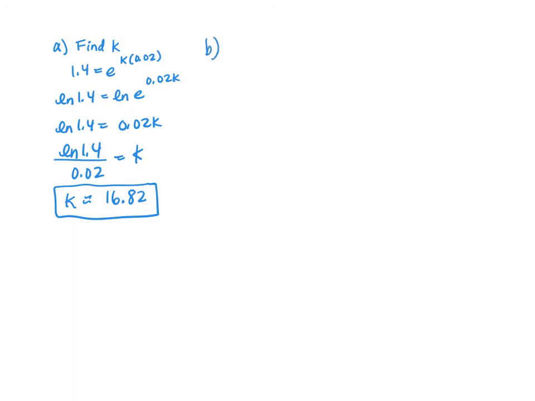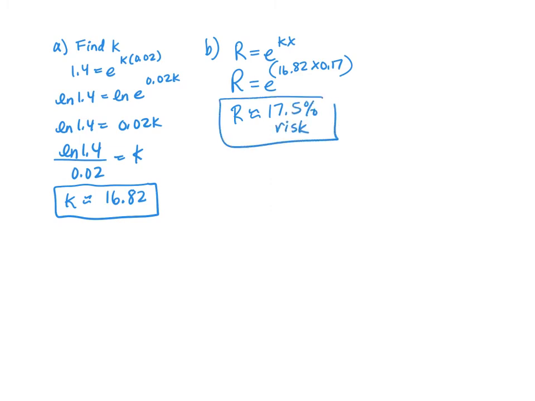All right, so B says, use this value of k. What's the relative risk if the concentration is 0.17%? All right, so we have R equal to e to the kx. R is equal to e to the, k is 16.82, x is going to be 0.17. If you do the calculations with that in the calculator, I think you get 17.5% risk. You can double check it for me.